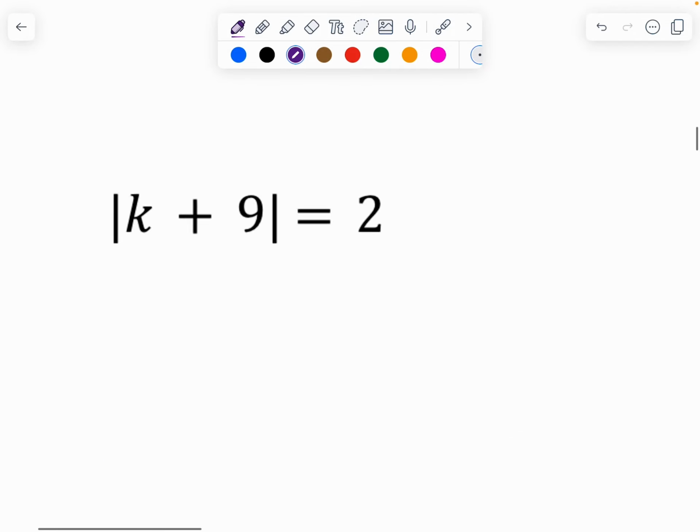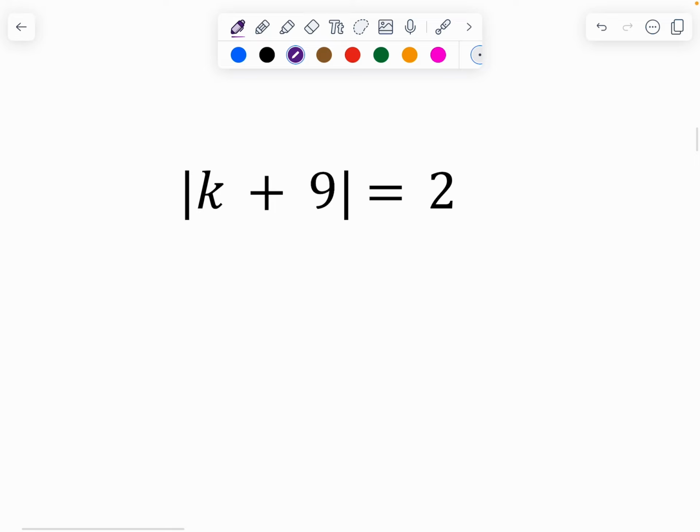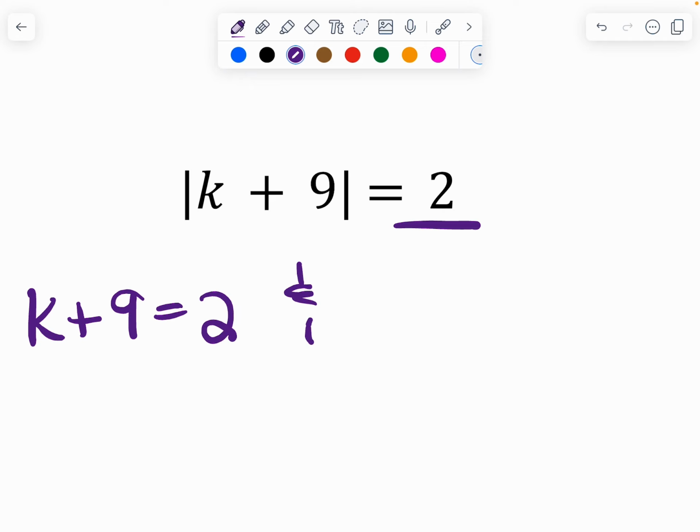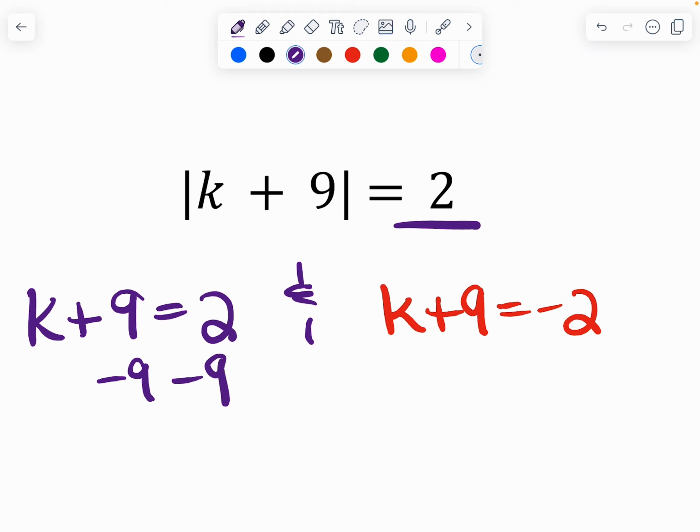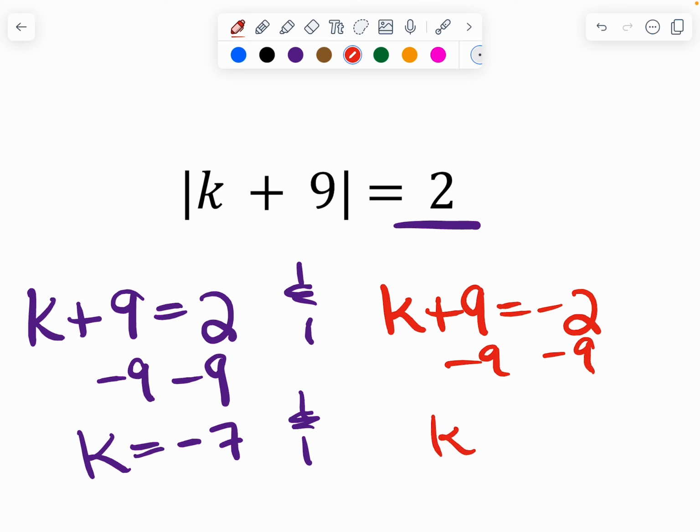Okay, again, I'm going to come here. Is this number positive? It is positive, so I'm going to write k plus 9 equals 2, and k plus 9 equals negative 2. And I'm going to solve that. So I'm going to subtract 9 from both sides, get k equals negative 7. Subtract 9 from both sides, k equals negative 11.